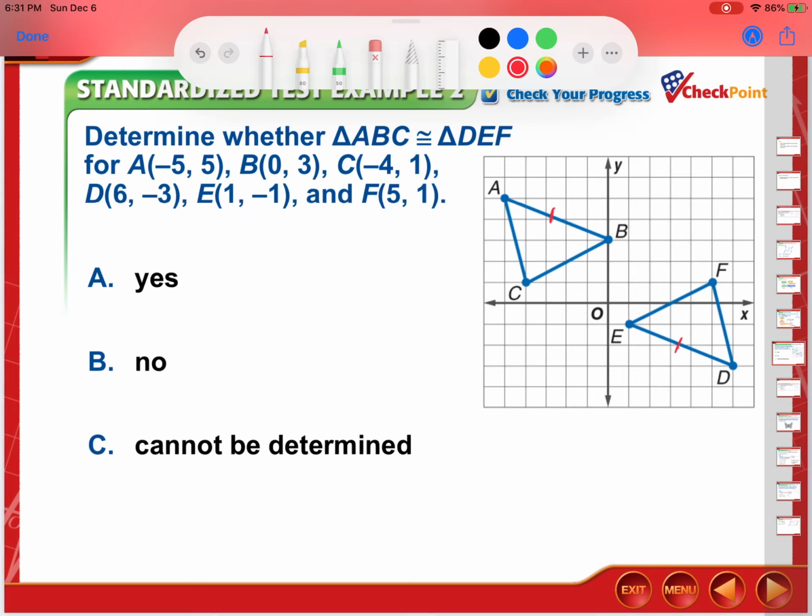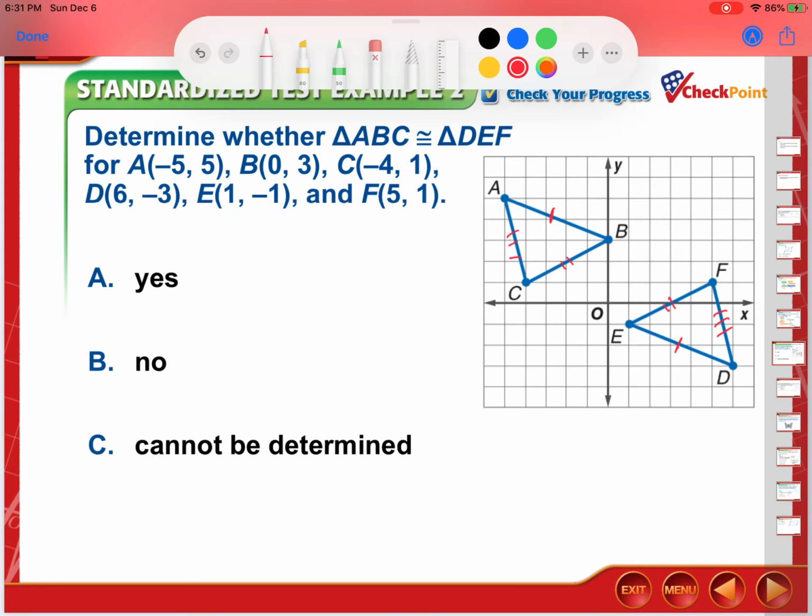So side DE, I'm going to call 1, and that's the same as AB. And then BC, I'm going to call 2, which would be the same as EF. And then my third side is going to be AC and DF.